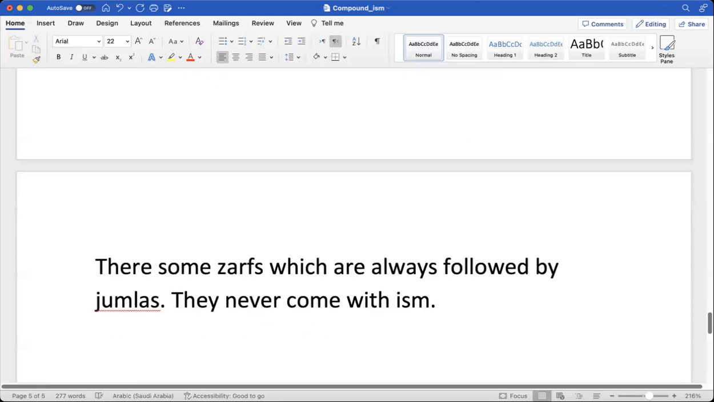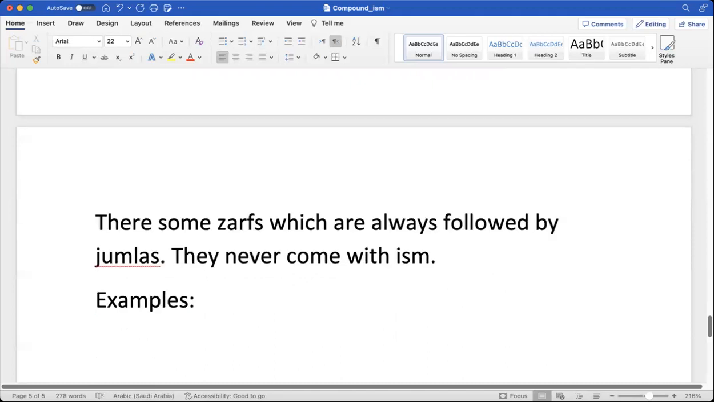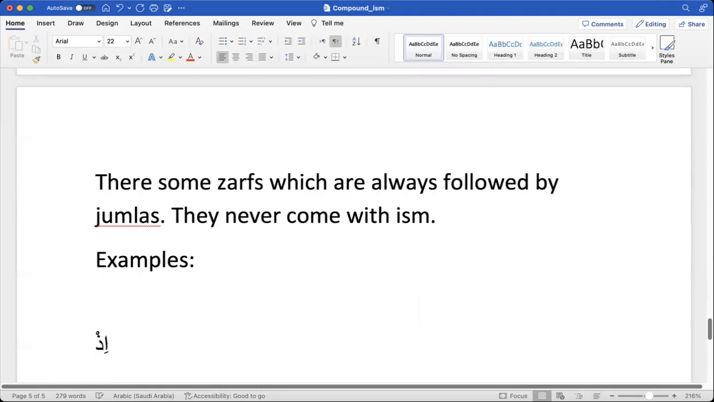So what are these zarfs? Let's see examples. There are many. You might have seen in the Quran a lot of times: idh, which means when. Then you have idha, as in idha ja'a.